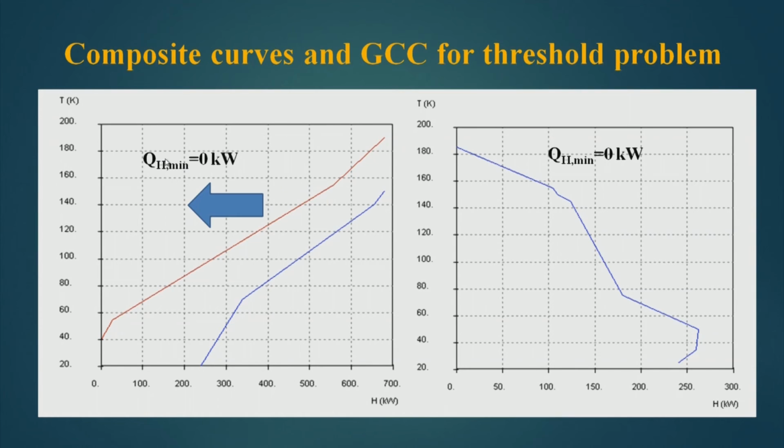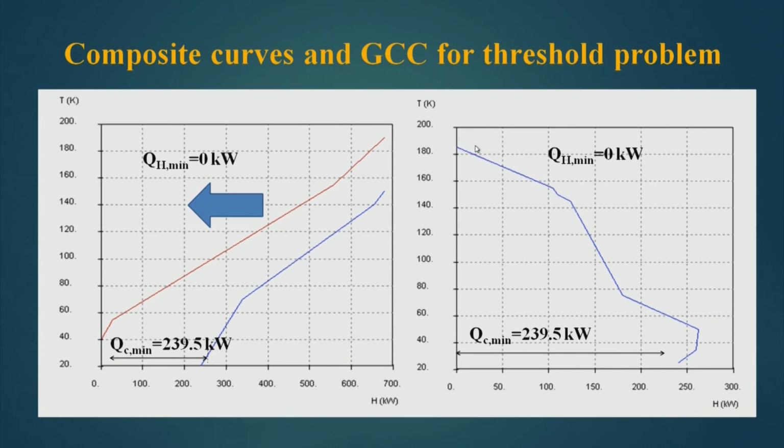So, hot utility requirement is 0, cold utility requirement is 239.5 kilowatt. So, the design will start from here and it will move in this direction, because here the delta T is opening up, and this is the minimum delta T available. When we move in this direction, the delta T is increasing.